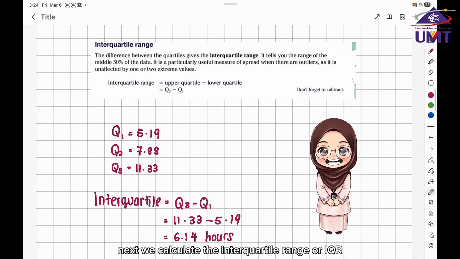Next, we calculate the interquartile range, or IQR. The IQR measures the spread of the middle 50% of the data. We use the formula Q3 minus Q1. Q3 is 11.33, meanwhile Q1 is 5.19. After calculating, the middle 50% of student screen time spans about 6.14 hours.